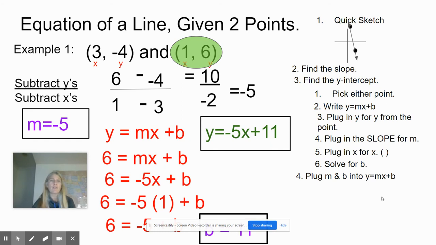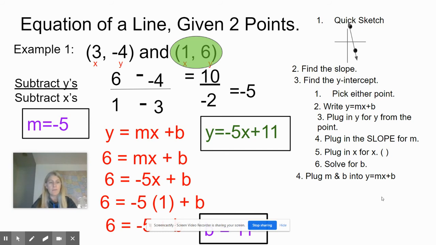If I plug in a 3 for x, I should get a negative 4 as an answer. So negative 5 times 3 is negative 15. Negative 15 plus 11 is negative 4. I should also be able to plug in a 1 for x and get 6 for y. So 1 times negative 5 is negative 5, and negative 5 plus 11 is 6.